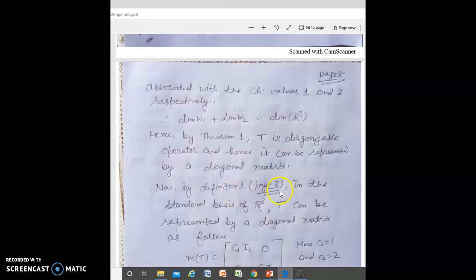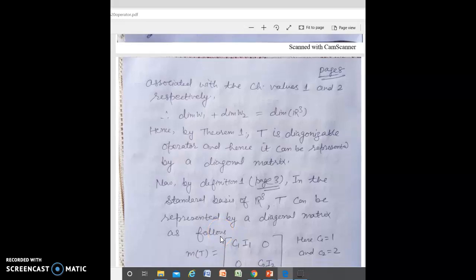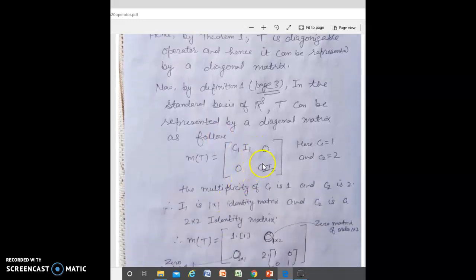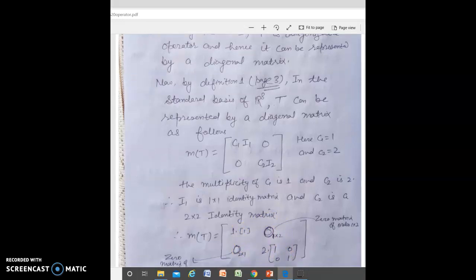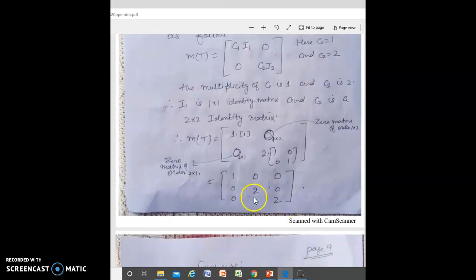Now by the definition at page 3, in the standard basis of R3, T can be represented by a diagonal matrix as follows: [T] equal to C1 I1, C2 I2. Here suppose C1 is 1 and C2 is 2. 2 is repeated 2 times and C1 is non-repeated. So I1 is a 1 by 1 identity matrix and I2 is a 2 by 2 identity matrix. So that way you can write 1 for I1, 2 for I2, and these are the 0 matrices of the corresponding order here. So in this way this matrix takes this form. Now it is a diagonal matrix. Here the characteristic values are on the diagonal.